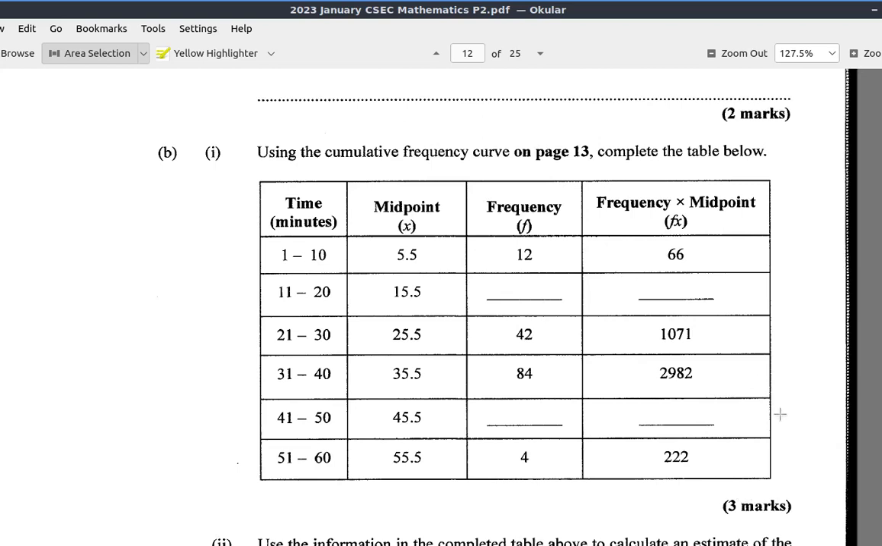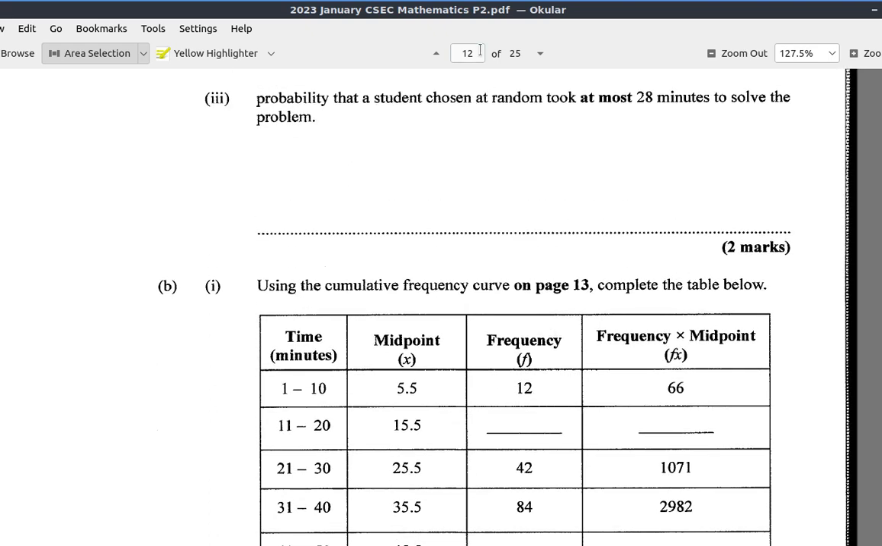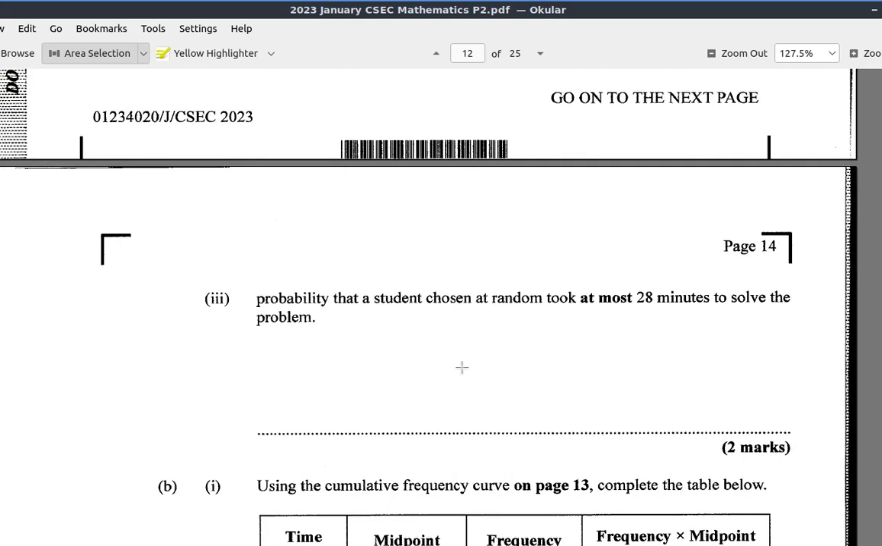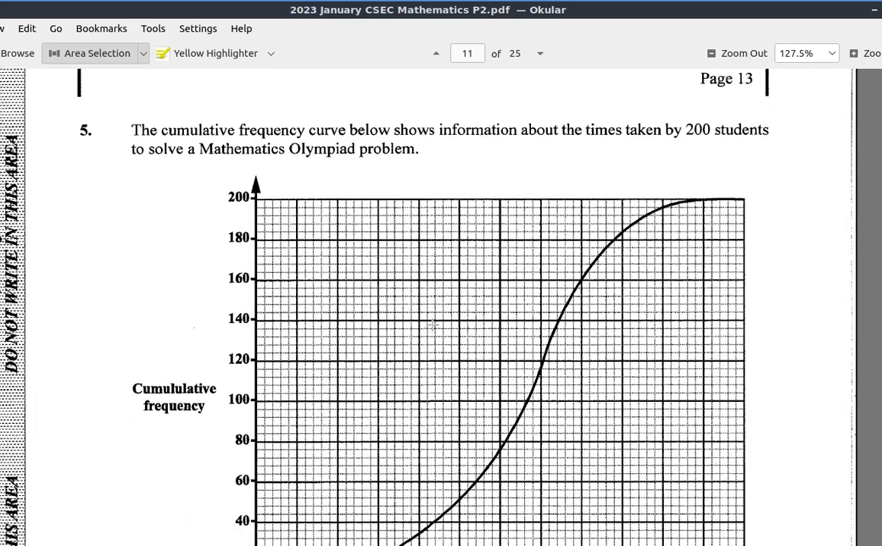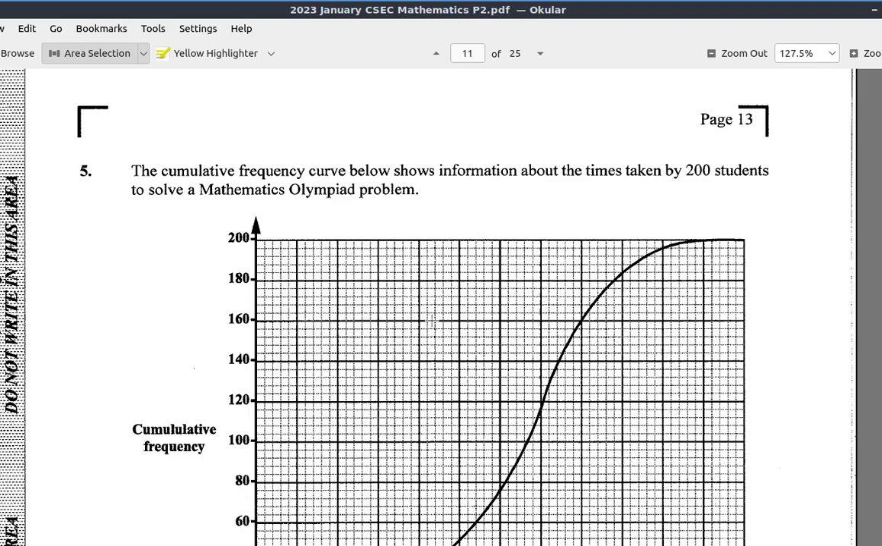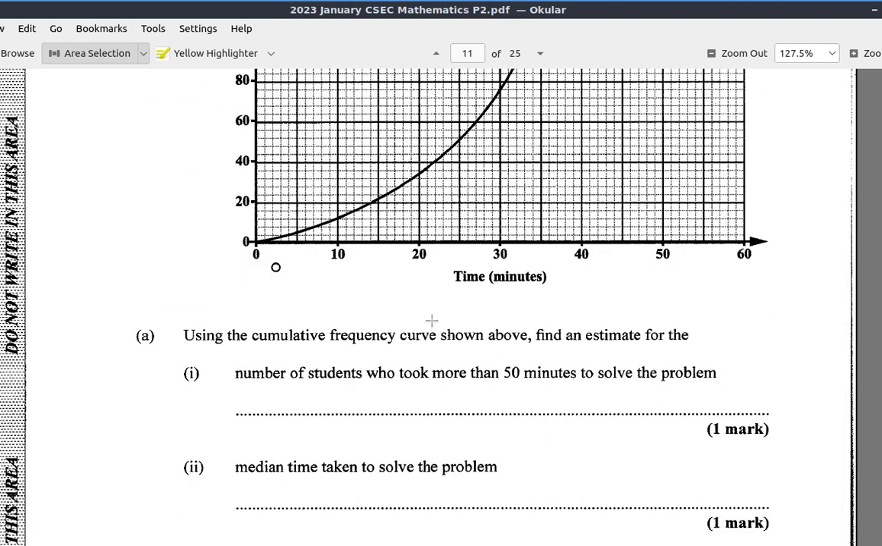Question 5B from the CSEC Mathematics, January 2023. That's paper 2 of that exam. We had looked at question 5A already.